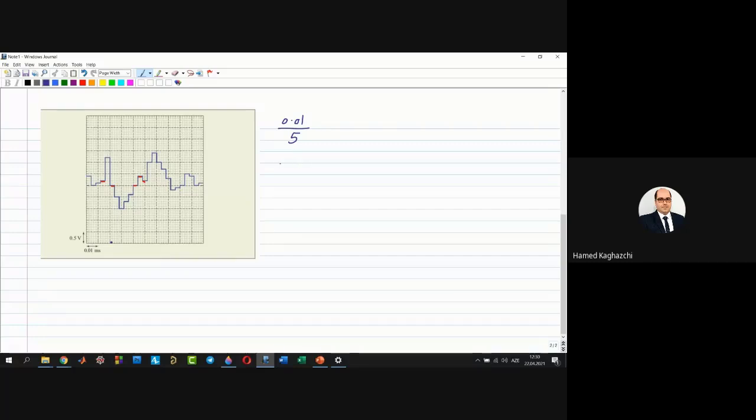Now, I want to find the sampling period for this signal: 2 divided by 5 times 0.01. The sampling period value will be equal to 0.04 milliseconds. This is the sample period.